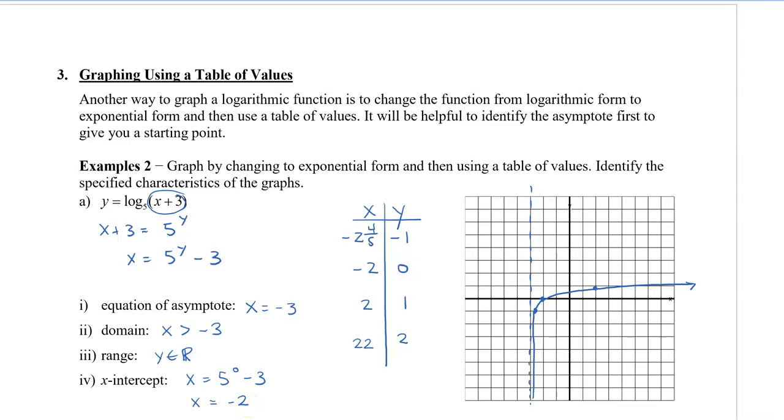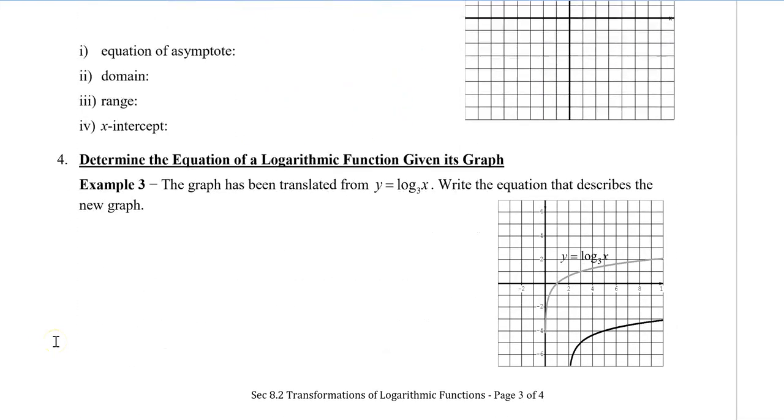So I've shown you how to graph using transformations, and I've also shown you how to graph using table values. And it's nice to be able to do both, so that if one method doesn't work very well for you, you can try the other one. To finish off, I'm going to show you how to find the equation given the graph. So here we have the graph of y equals log x with a base of 3, and I want you to write the equation that describes this new graph, this black one down here.